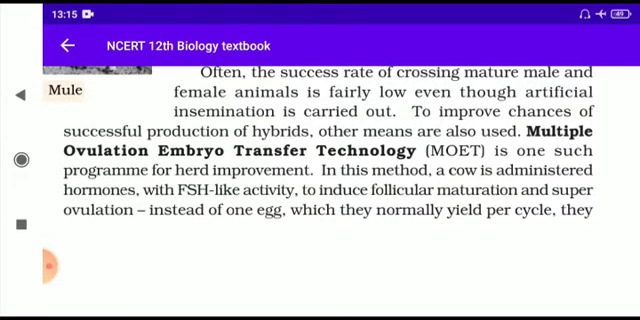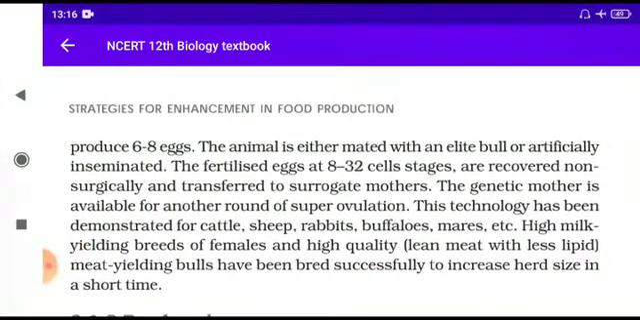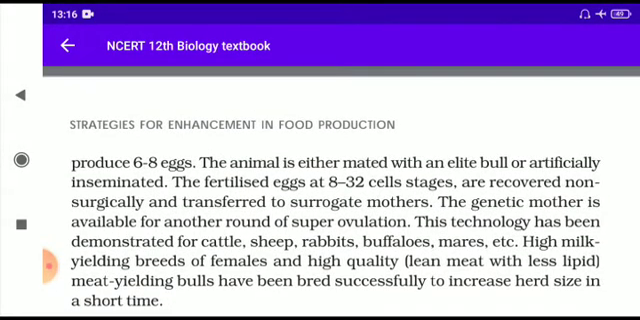In this method, a cow is administered hormones with follicle stimulating hormone-like activity to induce follicular maturation and superovulation instead of one egg. That means in this technique, a cow can release a number of eggs instead of one. So this technique is known as multiple ovulation embryo transfer technology. They produce 6 to 8 eggs at a time. The animal is either mated with an elite bull or artificially inseminated. The fertilized eggs at 8 to 32 cell stages are recovered non-surgically and transferred to surrogate mothers.